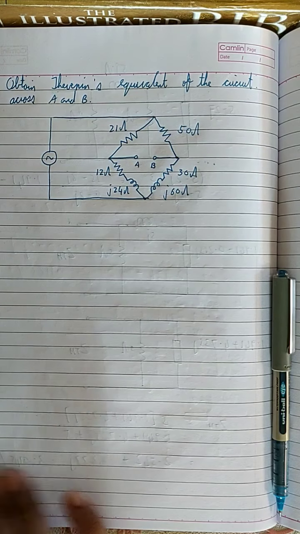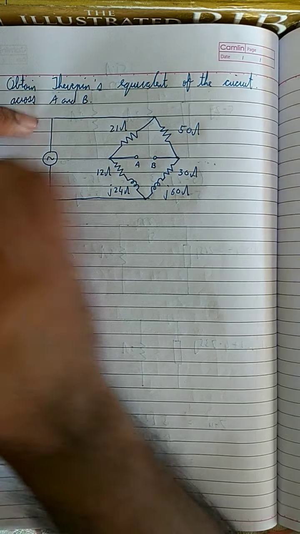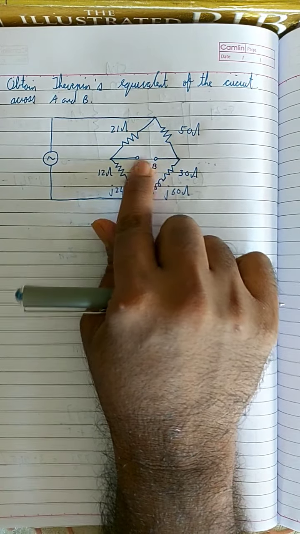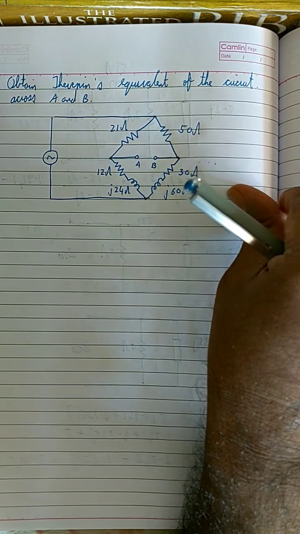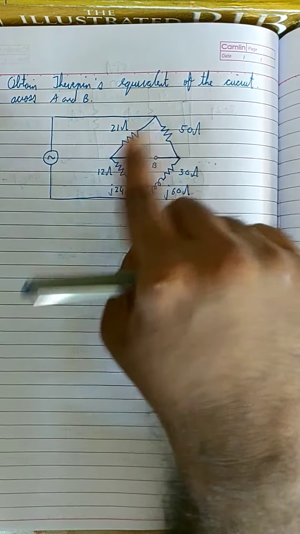Let's do another question like that. Obtain Thevenin's equivalent of the circuit across A and B. So here this is the open load, right? The load is already removed and the question is simply to find the Thevenin's equivalent of the circuit. This is just like the previous problem, but the only difference is this is an AC voltage.